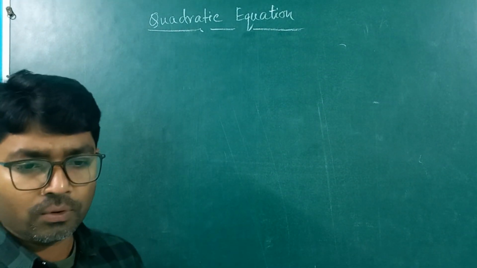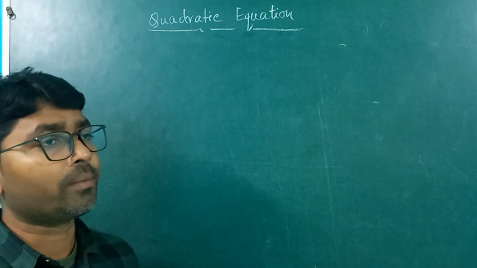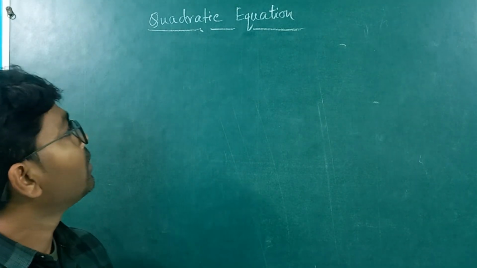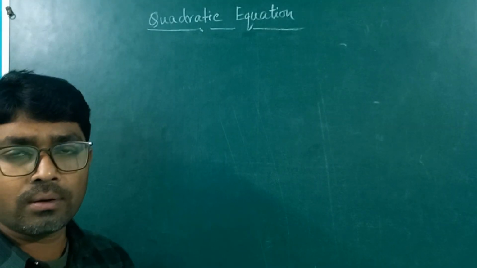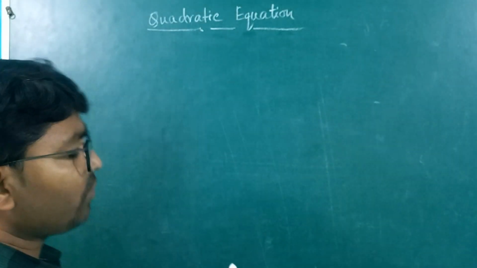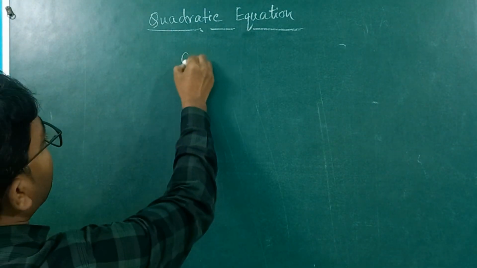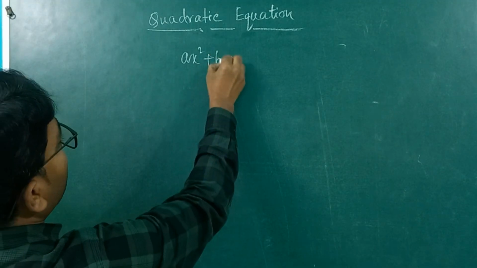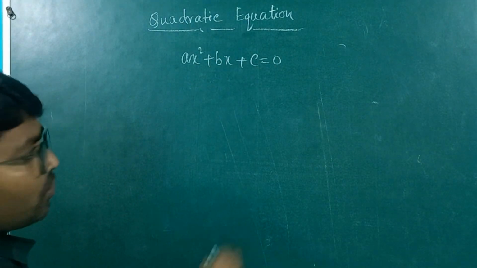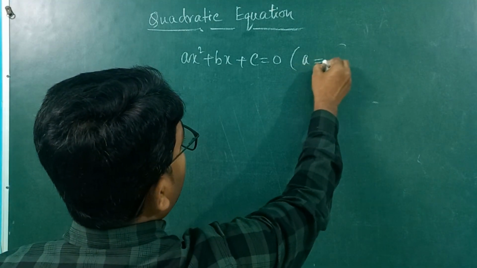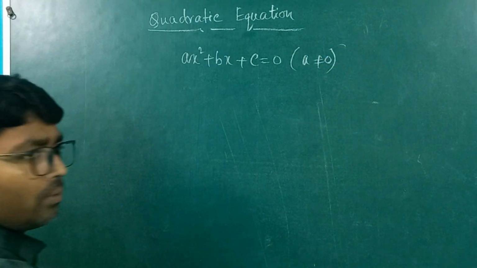Today we are going to discuss a very important topic of class 10, which is quadratic equation. Now what is the general form of quadratic equation? ax square plus bx plus c equal to 0, where a should not be 0.